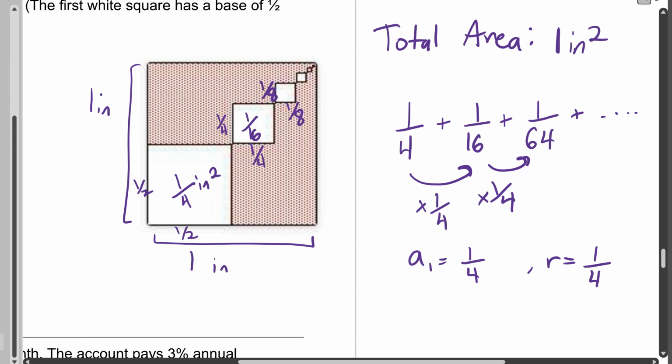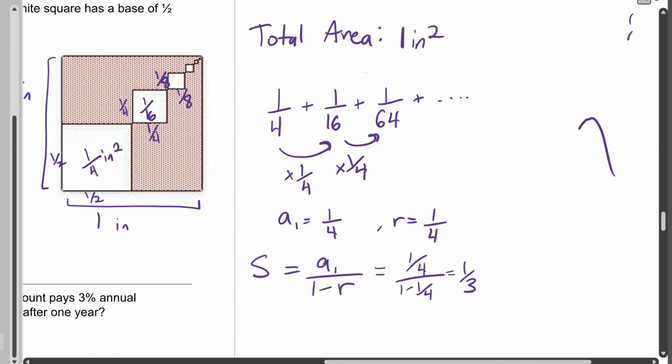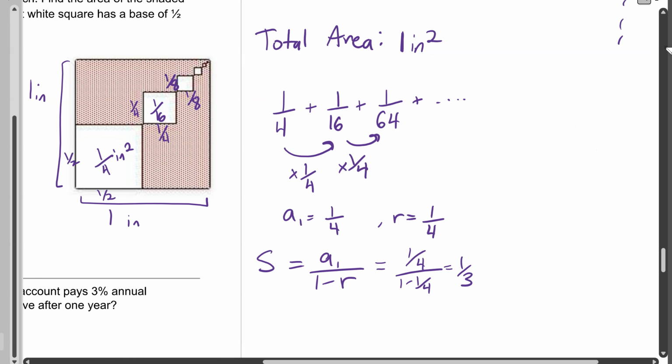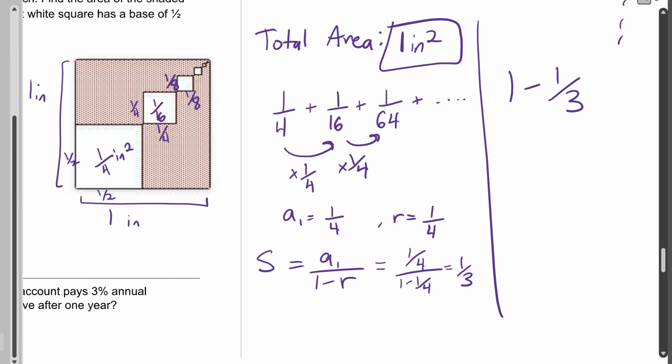And since that ratio is between -1 and 1, I know that it converges, and I know it will converge to my first term divided by 1 minus my common ratio, or 1/4 divided by 1 minus 1/4, which would be 1/3. So that represents all of the white area that I've removed. And if my total area altogether was 1 square inch, and I've removed 1/3 of a square inch from it, the remaining red area must instead be 2/3 of a square inch. So this really is another application of an infinite geometric series.